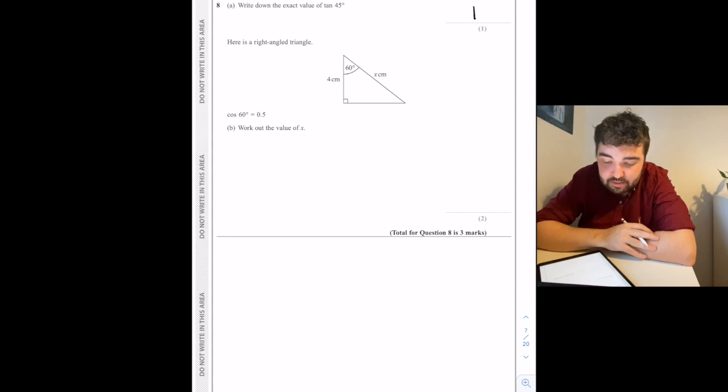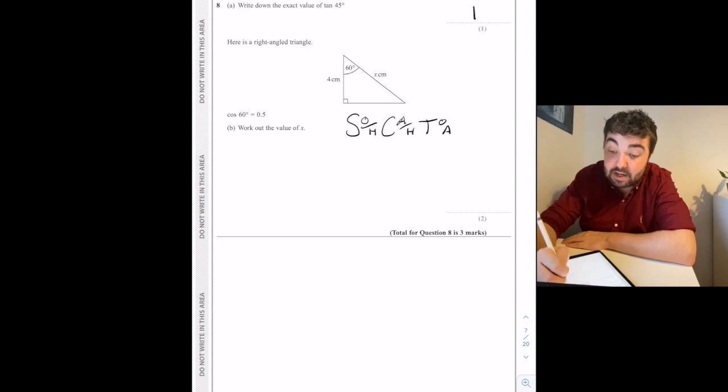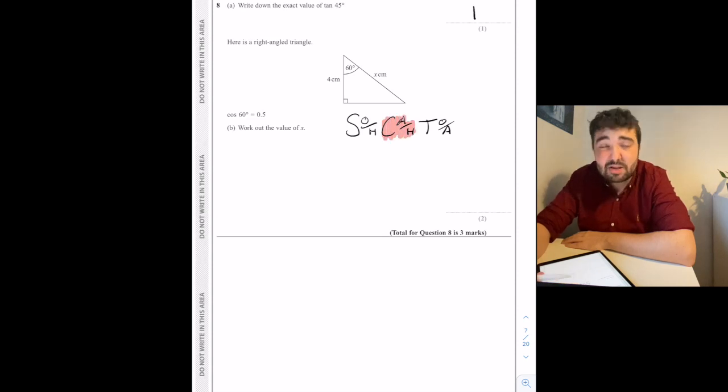Cos 60 is 0.5. Work out the value of x. So, SOHCAHTOA. Okay. This is how you write it so that you don't have to think about which way it's dividing, right? Sine equals opposite over hypotenuse, cosine equals adjacent over hypotenuse, and tan equals opposite over adjacent. Now, do we need to know which one it is? Absolutely not, because they have gifted it to us. They told us cos 60 equals 0.5, and they don't want us to rearrange. They're not that bad.